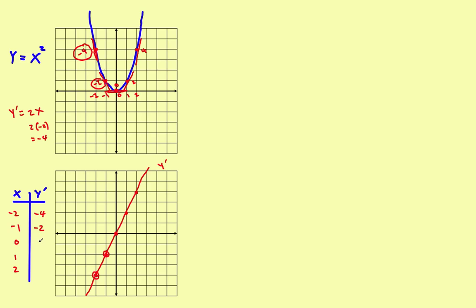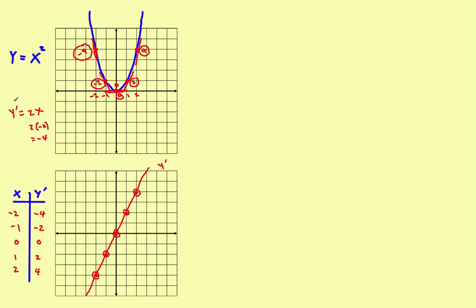If you plugged in a 0, then you'd have a 0. That's this slope right here. It'll give you that point right there. If you plug a 1 into the derivative function, you'd have 2, and that will give you that slope right there. This one would be 2. And then finally, if you plugged a 2 into the derivative function, you'd have 2 times 2, which would be 4, and that will give you that slope right there, which is 4. And then if you connected the line, you'd have it.